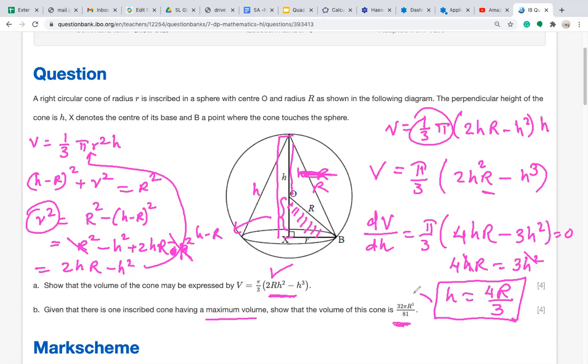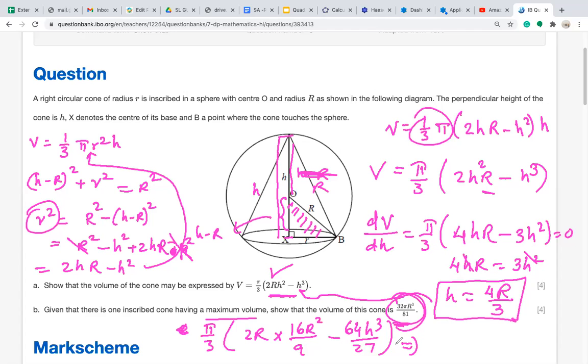And you plug this height out here. So you get this, which will be the volume in that case. So volume will be pi over 3 times 2R times h, which is 16R square over 9, minus h cube, which will be 64R cube over 27. So if you simplify this and take the LCM and all, it comes to 32 pi R cube over 81. So that's how you do this particular question on optimization.